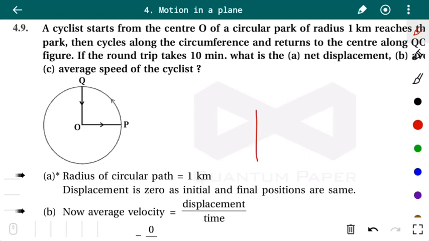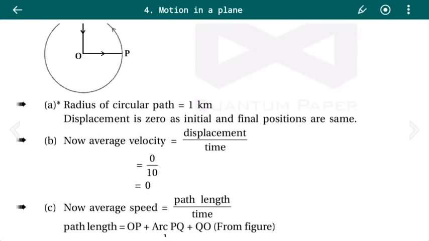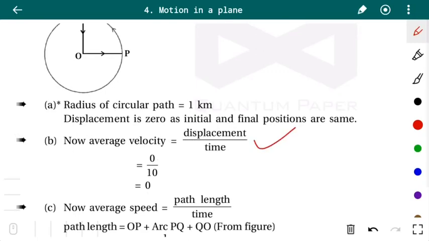Second, we need to find the average velocity. Here average velocity is equal to displacement upon time, and displacement is equal to 0 and time is 10, so 0 by 10 becomes 0. So average velocity is also 0. Now average speed is path length upon time taken.